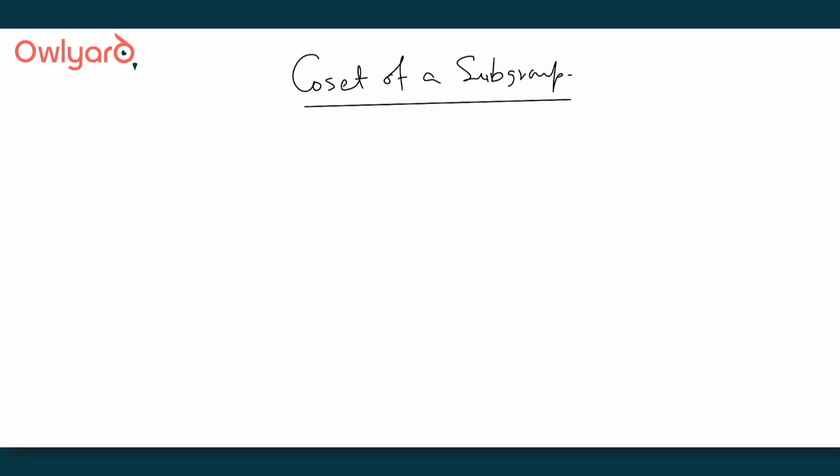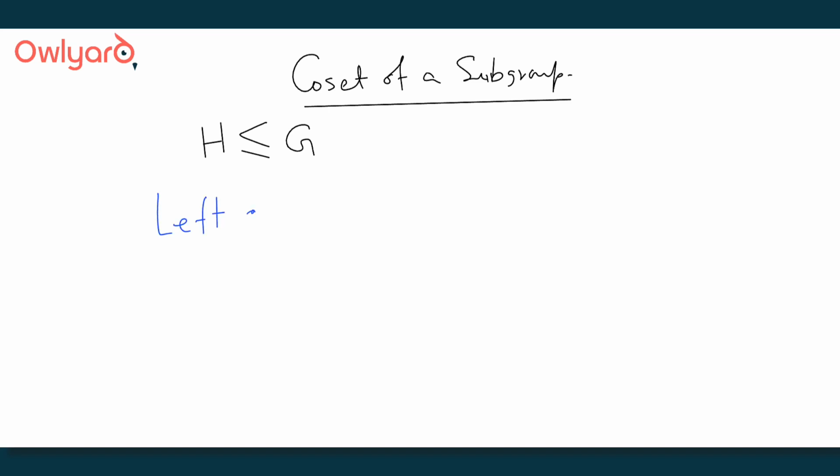Now here is our general setting: H is a subgroup of G, and we are not imposing any restriction on the group G. It can be abelian or non-abelian, so not necessarily does the group multiplication commute. So we have to consider the left coset and the right coset separately. So let's start with the left coset.